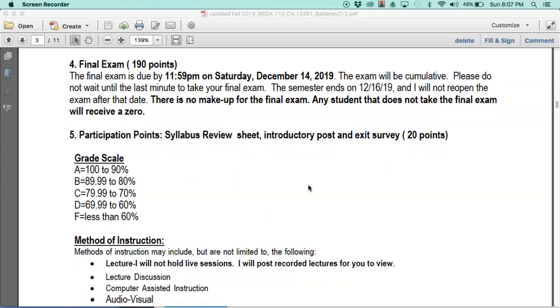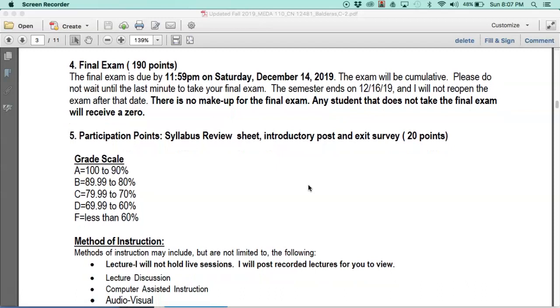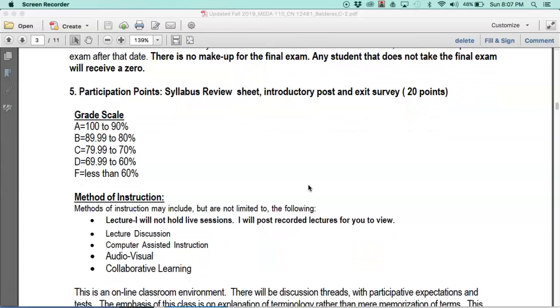Your final exam is cumulative. It's worth 190 points. It'll be due by that Saturday, December 14th, before midnight at 11:59 p.m. I will give you an exam review a few weeks beforehand to help you prepare for the exam to be successful. There's no makeup for the final exam. The semester ends on December 16th, so I can't reopen it after that date.